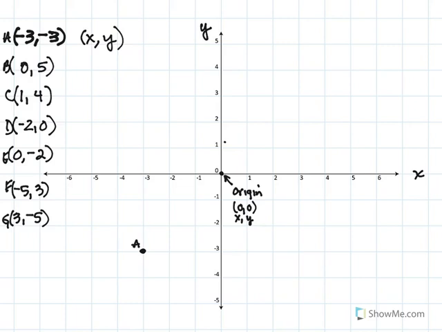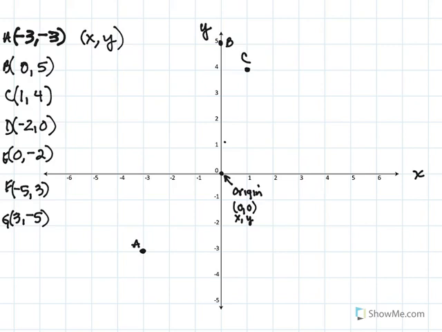All right. Next we have (0, 5). Well, (0, 5) is what we call an intercept. It's a point that's on the axis. So because x is 0, I just go up to where y is 5, and I mark my point. Then we have C, (1, 4). So I go to where x is 1, and then I go up to where y is 4, and I mark my point.